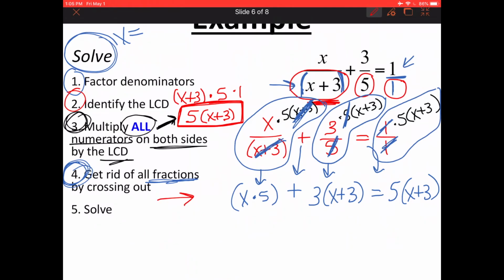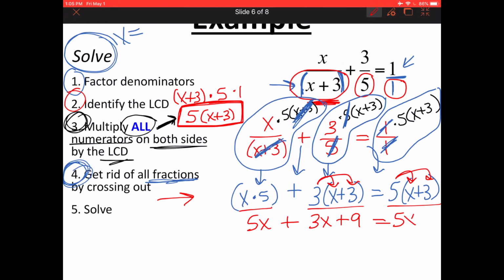Now let's start simplifying and solving. X times 5 gives me 5x. Here for my second expression, I do have to distribute that 3. So I get 3x plus 9. And then for my last expression, I also have to distribute that 5. So I get 5x plus 15. From here, let's combine our like terms. 5x plus 3x gives me 8x plus 9 equals 5x plus 15.